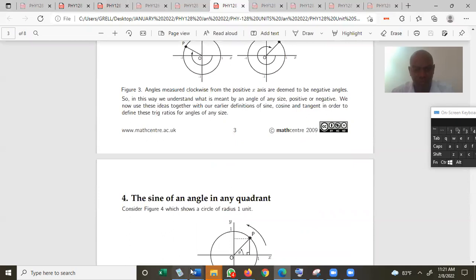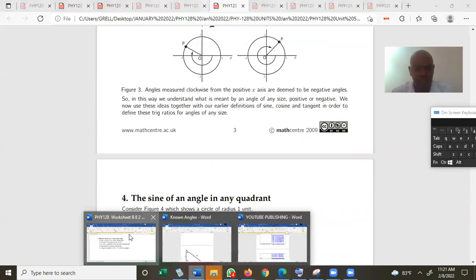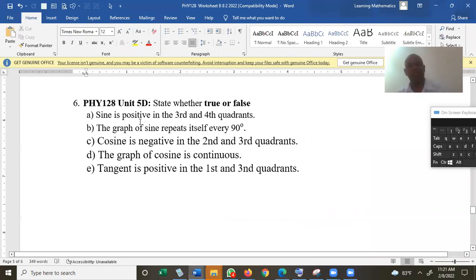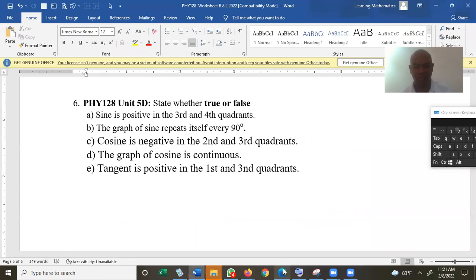So the first statement says, it's not a question, it's a statement, and we have to indicate if it's true or false. Sine is positive in the 3rd and 4th quadrant. Is sine positive in the 3rd and 4th quadrant?